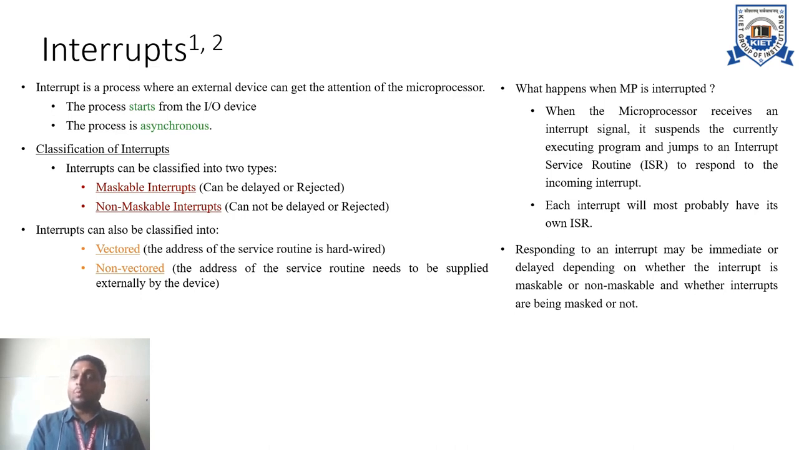Now, what happens when a microprocessor is interrupted? As soon as an interrupt occurs, the microprocessor receives the signal, suspends the currently executing program and jumps to the interrupt service routine where that interrupt will be serviced. Each interrupt will most probably have its own ISR. ISR means interrupt service routine. Responding to an interrupt may be immediate or delayed. That depends on the type of the interrupt, means whether it is maskable or non-maskable.